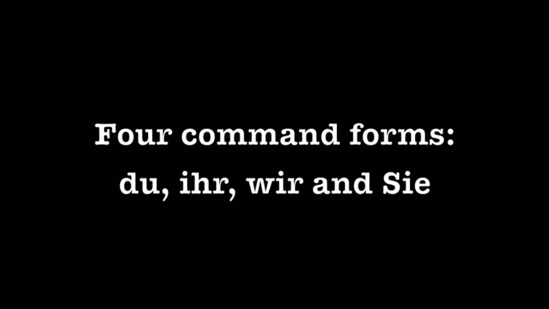The 4 forms that you can use when talking directly to someone would be du, used with singular individuals that you would call by their first name, you're familiar with them, generally family members and friends. Ihr, if you have more than one person that you would use du with. Wir, if it's used with you and at least one other person. And Sie, for the formal version, for either singular or plural, for people that you address with Mr. or Mrs. or something like that.